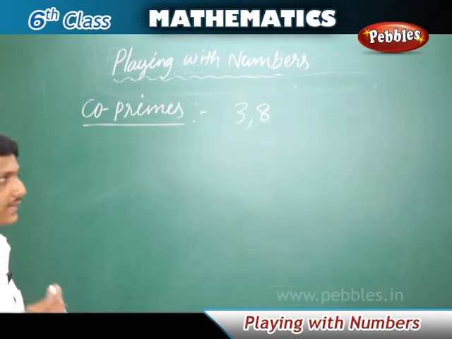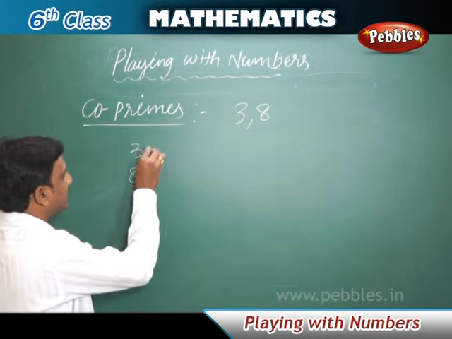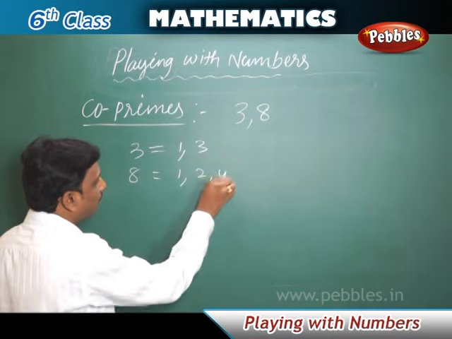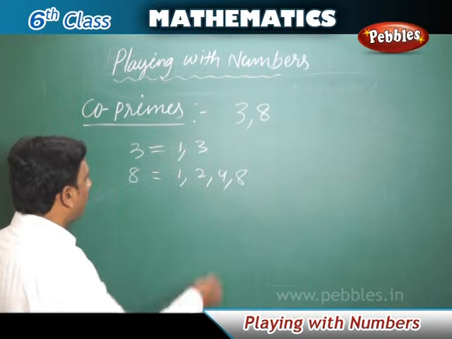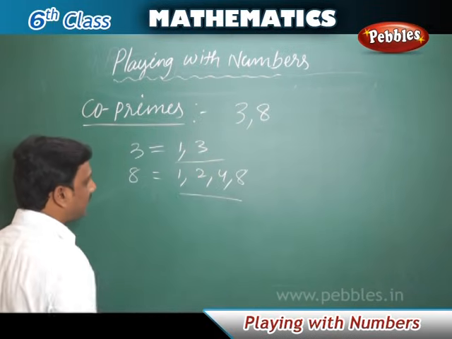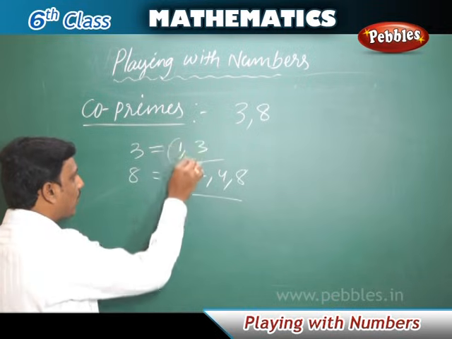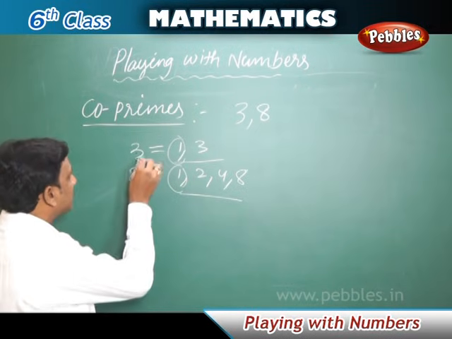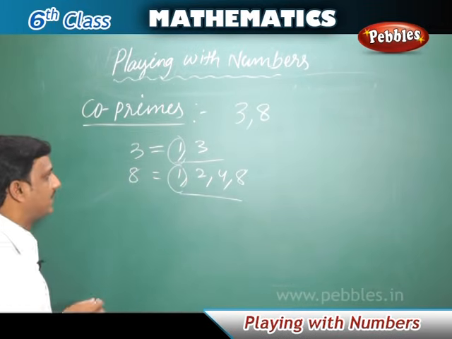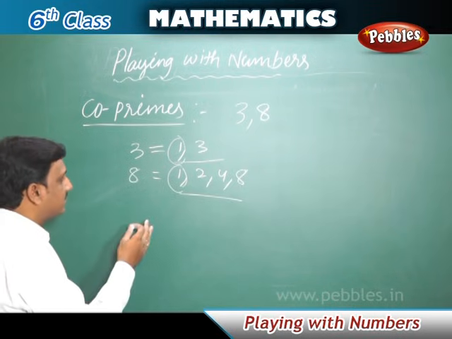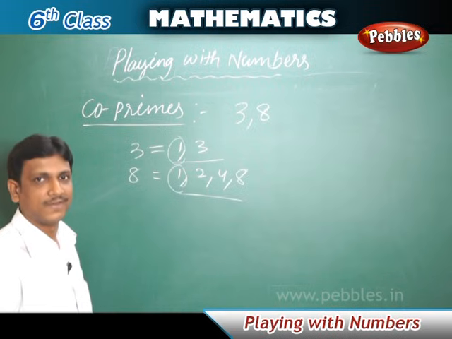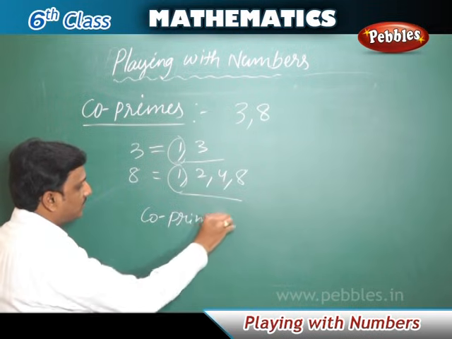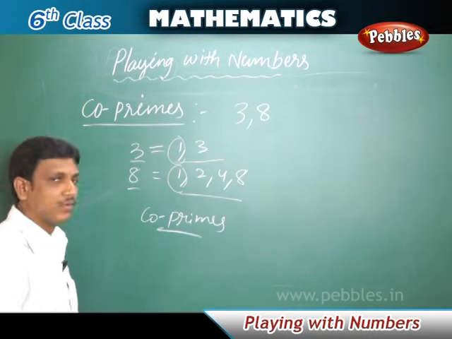Co-primes. What are co-primes? Let us take two numbers 3 and 8. Now write the factors for 3: 1 and 3, and for 8: 1, 2, 4, 8. If we observe the factors of 3 and 8, among these factors only one is common among them. No other factor is matching. So such numbers are called co-primes. That means the numbers that have only one as their common factor are called co-primes. So here 3 and 8 are co-primes.